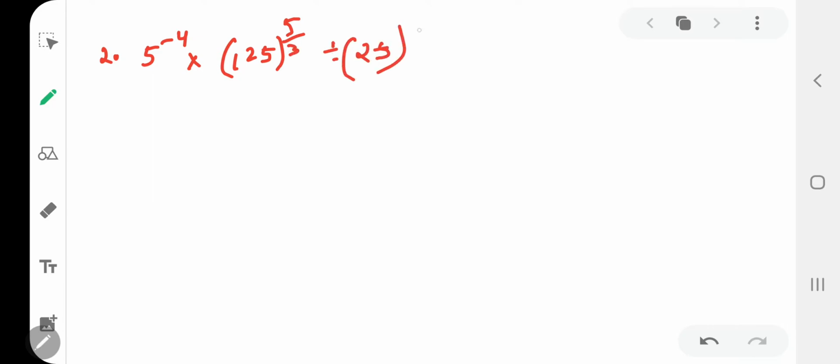Next, problem number 2 we have 5 raised to minus 4 into 125 raised to 5 upon 3 divided by 25 raised to minus 1 upon 2.